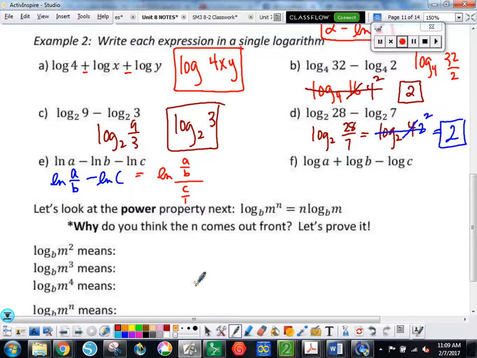You want to get it up here? So this is like this, right? Is that okay? And then how do I divide fractions? We flip and multiply. So we're going to change this to a 1 over C. Change this to a multiply. So my final answer is the natural log of A over B.